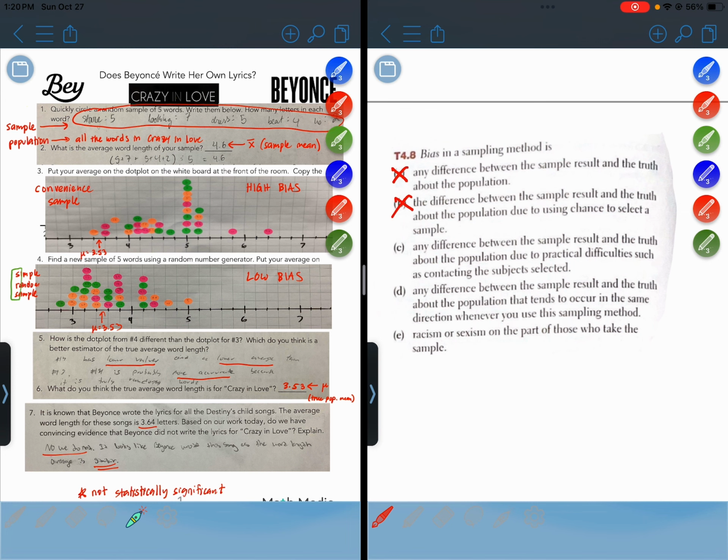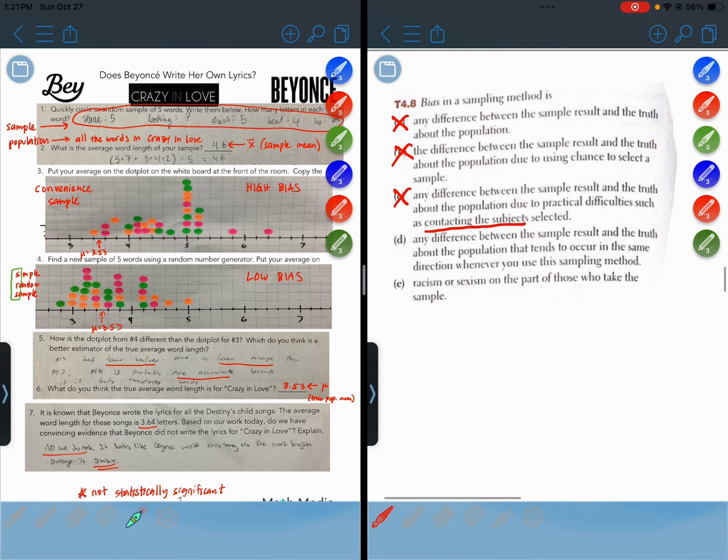All right, choice C. Any difference between the sample result and the truth about the population due to practical difficulties such as contacting the subjects selected. Okay, so that's very specific, like contacting the subjects. And actually that didn't even apply here, right? We were just picking words off of a page that had all the lyrics on it and we still got bias, right? So bias is present even when you don't have any subjects to contact.